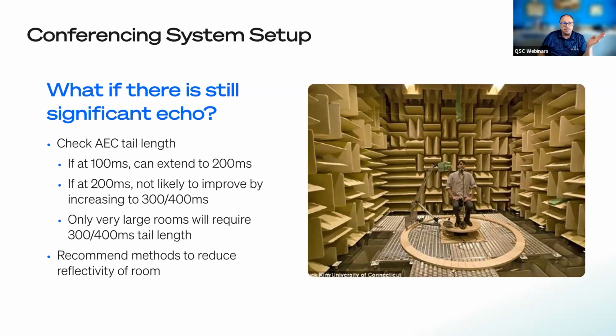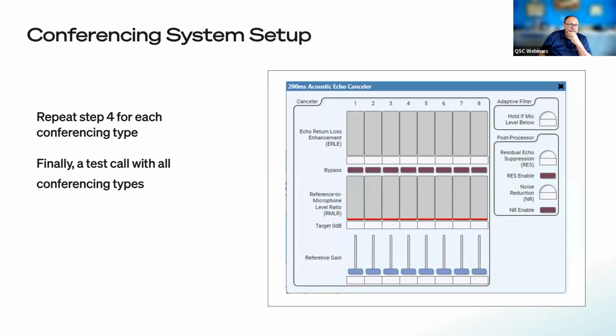And if there's still residual echo, check out our new line of Q-SYS acoustic treatment. No, I'm just kidding. But essentially, if the tail length is at 100 milliseconds, by all means extend to 200 because that's kind of an industry standard. If it's at 200, it's not likely that it's going to improve by going to 300 or 400. 300 and 400 is really for really big rooms and rooms with a lot of reflection. Like if you clap your hands and it's clap, clap, clap, clap, clap, clap, that's a room that you may want to look at 300 and 400 for. So don't just jump to that because you learned it on this webinar. Make sure that it's a reflective space and you've checked the other things first. So conferencing system.